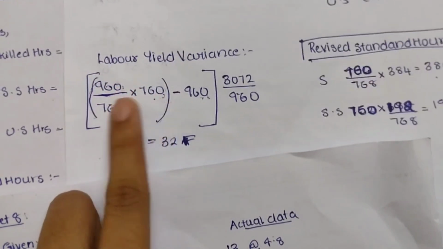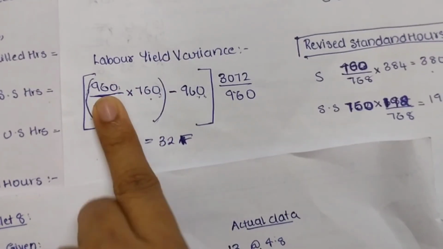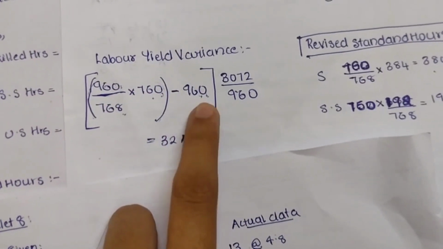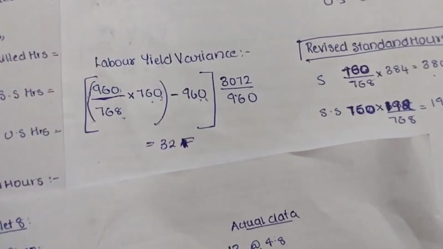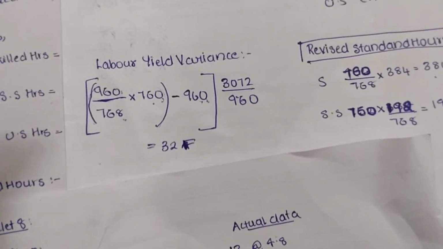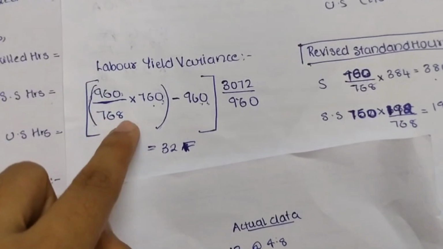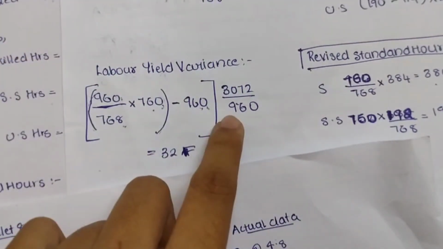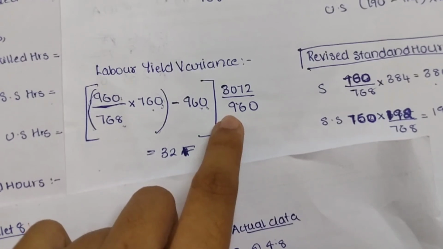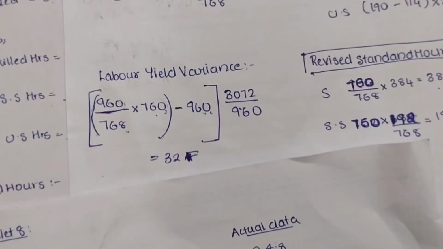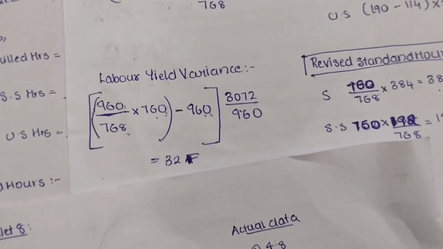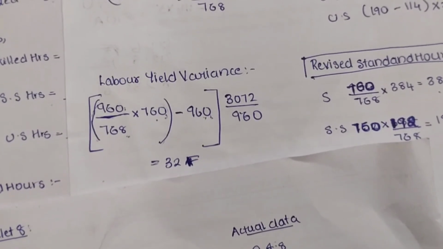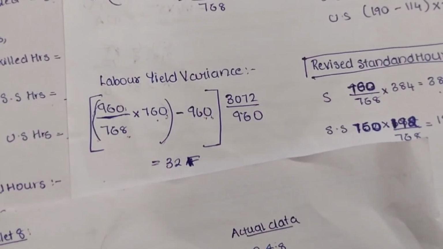Once we do this, we'll end up getting 950, and minus actual output. Actual output means 960 units, which we already know. So 950 minus 960, you will get negative 10. Now we have to multiply it with the standard price, we can say the standard rate per unit of output.